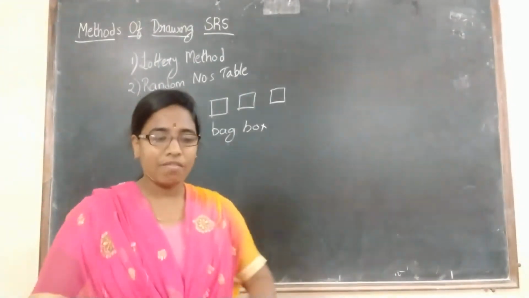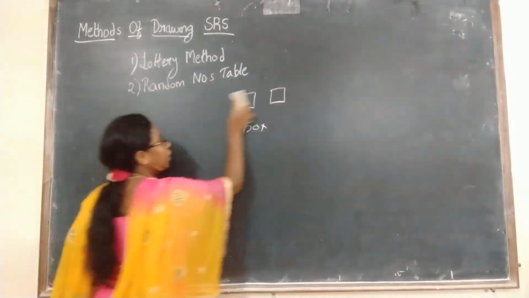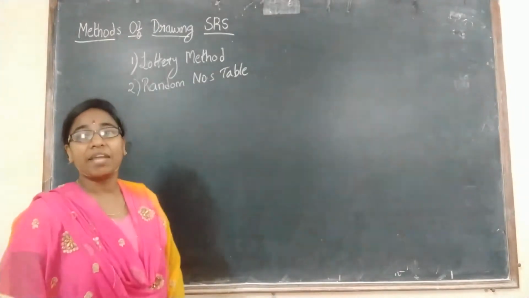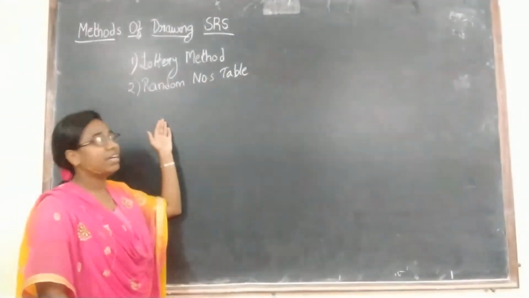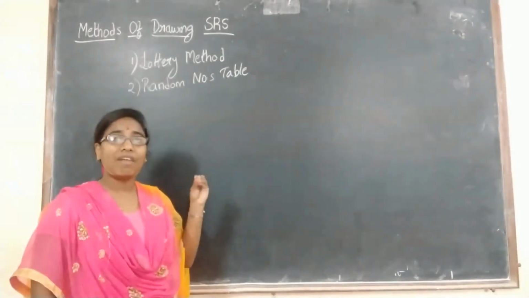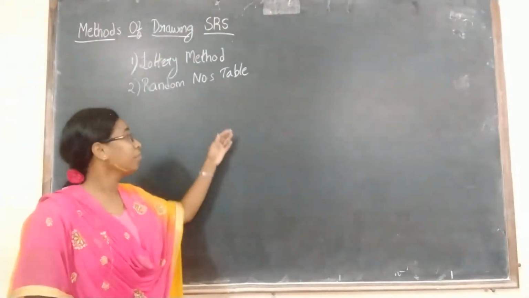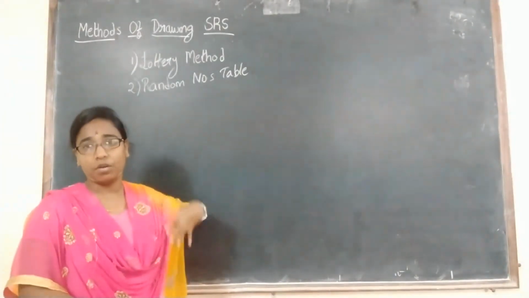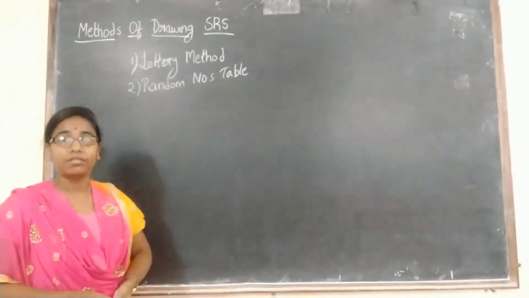Whenever you have a large population, the lottery method, though simple, is a time consuming process. If the size is 100, it is okay. But whenever you have a large sample, it takes more time for writing all the slips and so on. So this is the main drawback of the lottery method.